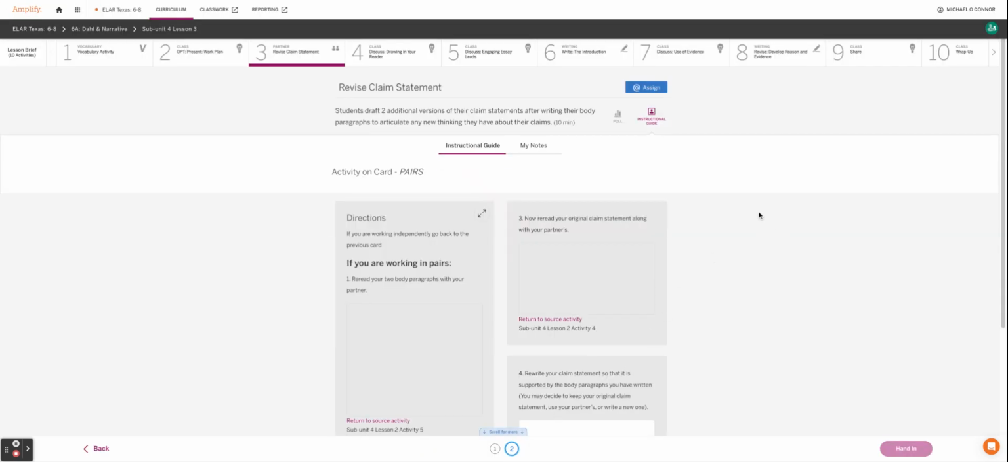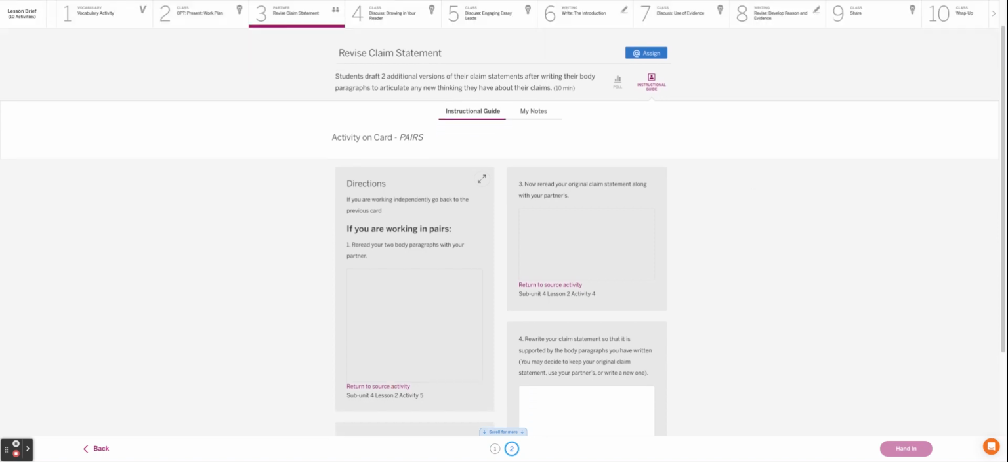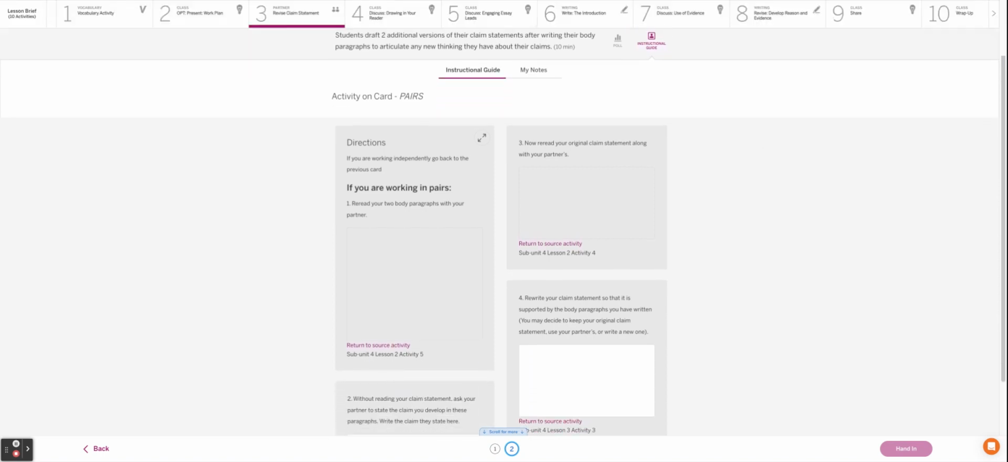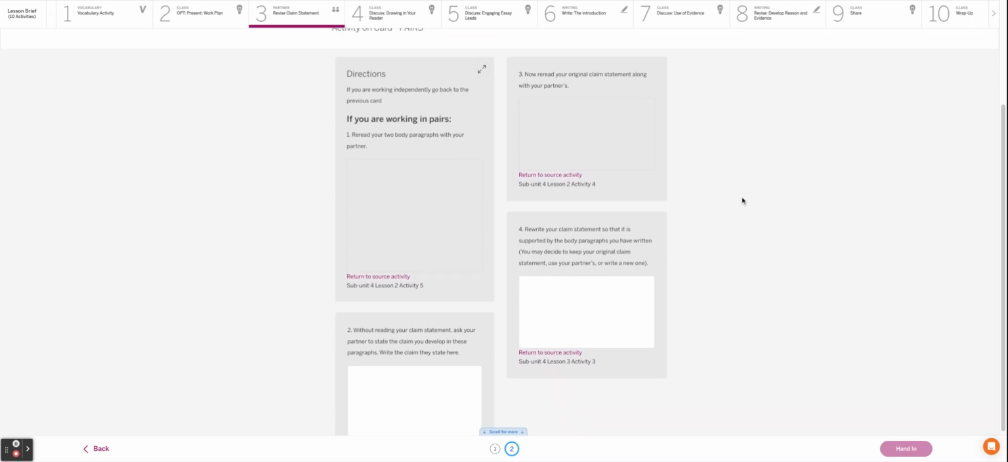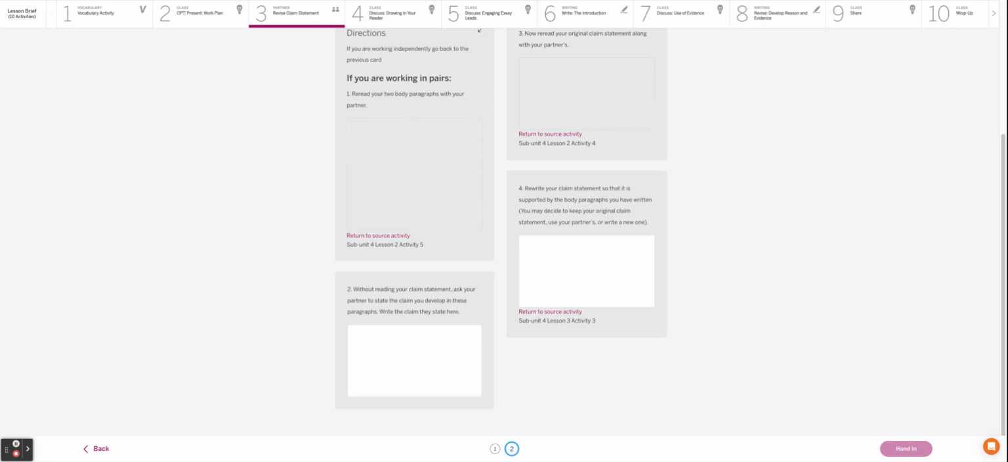Then when you go to activity 2, exchange your claim statement with a partner, and they're going to give you a little bit of feedback or rereads to see if what you wrote makes sense, if they can understand your claim. And here's some instructions for how they're going to do that.